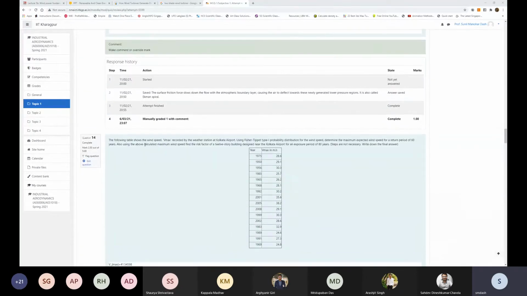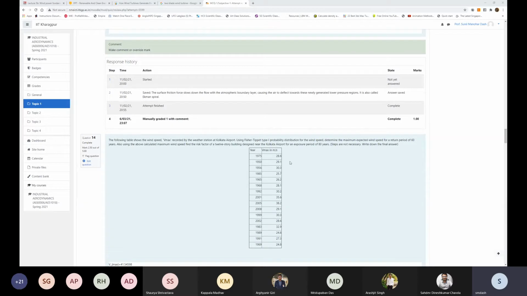Okay, so this question, I think only one student has answered it correctly. Others, I don't know why they went wrong so much. So you basically need to use a Fisher-Tippett type probability distribution function of the wind.